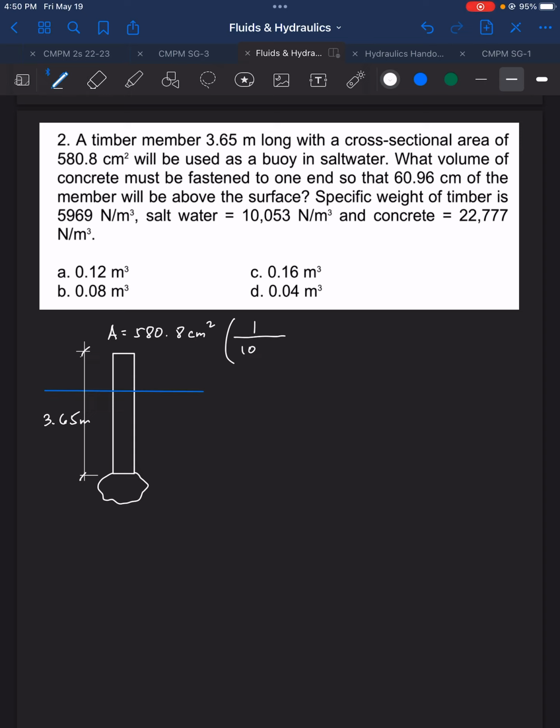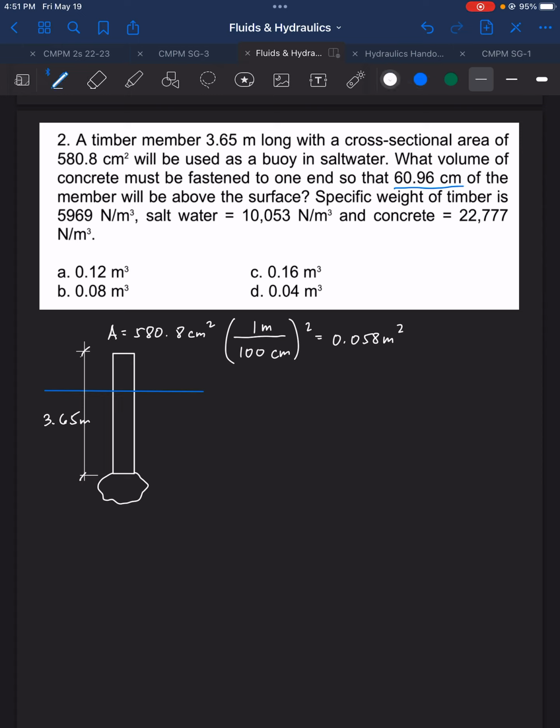So that is 1 meter over 100 centimeters squared. That is equal to 0.058 square meter. Then it says here what volume of concrete must be fastened to one end so that there is a 60.96 centimeter of the member above the surface.